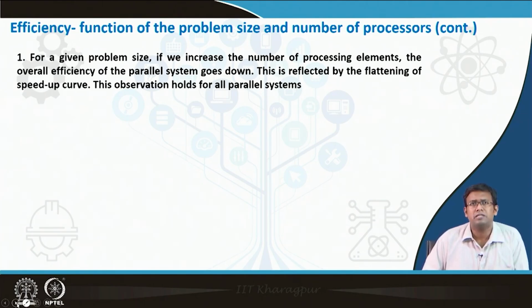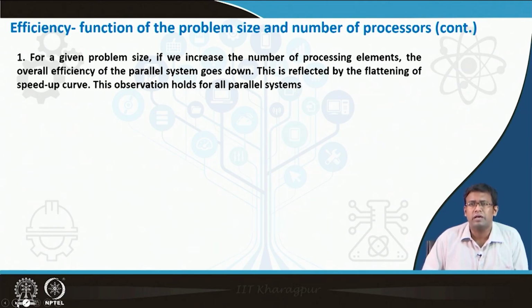Even if speed up is increasing, the rate of increase of speed up, or speed up divided by number of processors, S by P, is not increasing, it is falling down. Therefore, efficiency is reducing as we increase the number of processors for a given problem size. And the single processor case is the most efficient, it always has efficiency equal to 1.